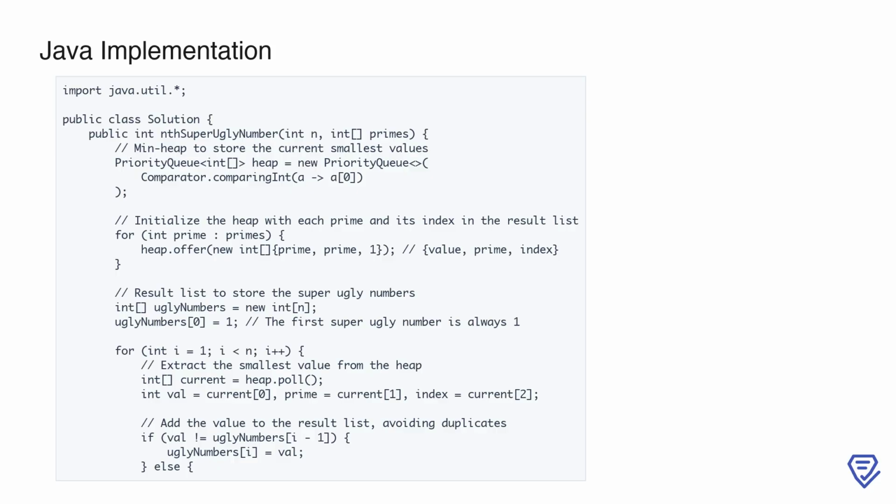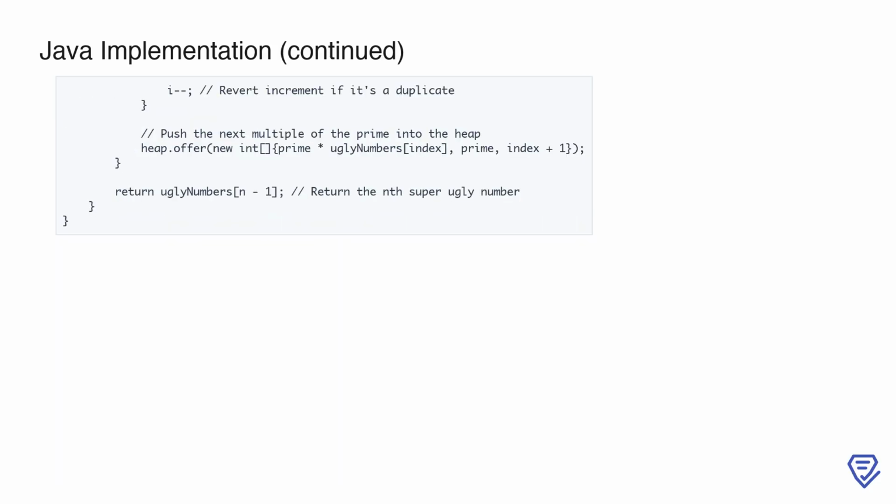If this value is not a duplicate of the previous number in the ugly numbers array, we add it to the sequence. If the value extracted from the heap is a duplicate of the last number in the ugly numbers array, we adjust the loop counter by decrementing it. This ensures that we don't include duplicates in our sequence. Next, we calculate the next multiple of the prime associated with this value. This is done by multiplying the prime with the next number in the ugly numbers sequence, determined by the index. We then push this new value, along with the prime and the updated index, back into the heap.